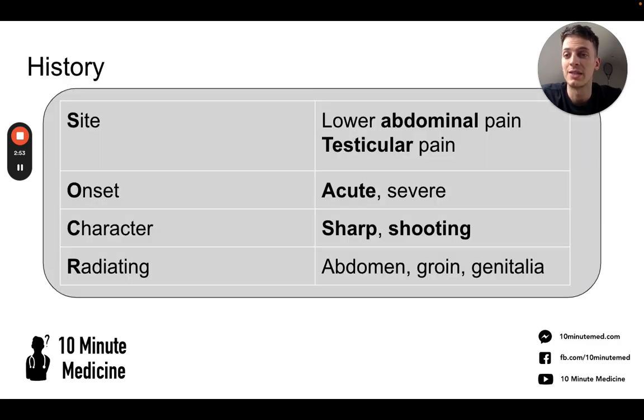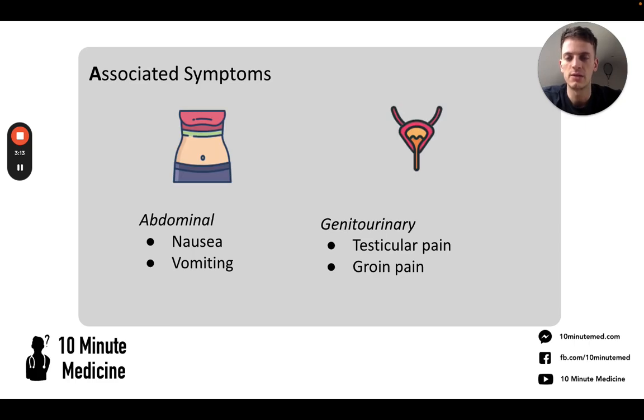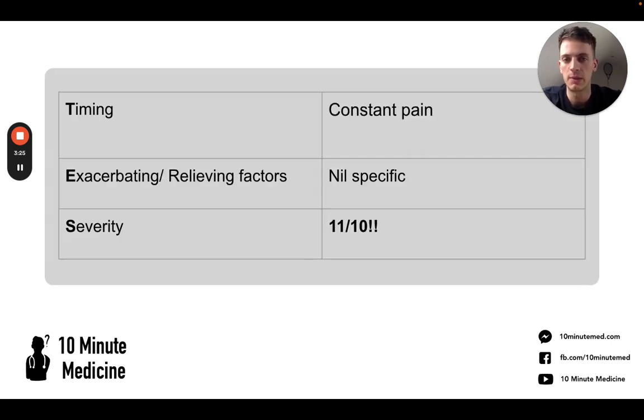Obviously you want to take a history, your standard pain history. The site is the lower abdomen and the testicle. He's complaining of severe acute pain. It's sharp, shooting, and radiating to the abdomen, groin, and genitalia. Associated symptoms: he's complaining of nausea and vomiting, and some testicular and groin pain, of the genitourinary system. Timing-wise, it's a constant pain. It came on suddenly, as we said before. There's nothing that makes it worse or better. It's very severe, at 11 out of 10.